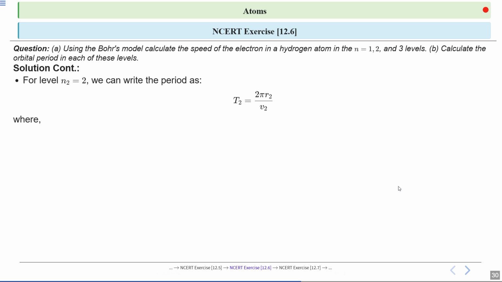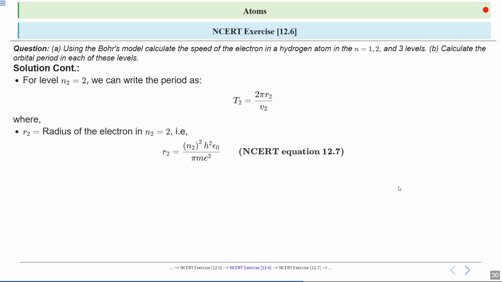Now let's clarify what each variable means. R2 stands for the radius of the electron orbit when n equals 2. In the Bohr's model, the radius increases as n squared. So the orbit gets much larger as n increases. The formula for R2 is R2 equal to n2 squared times h squared times epsilon naught divided by pi times m times e squared. Okay, this is NCERT question 12.7. Here n2 is the principal quantum number, which is 2 in this case.